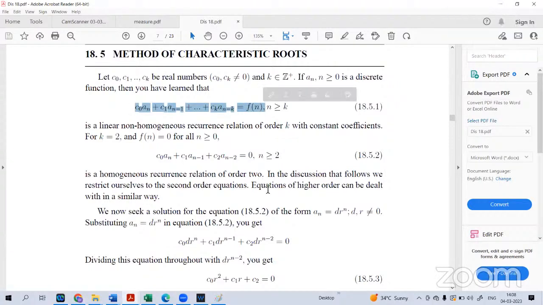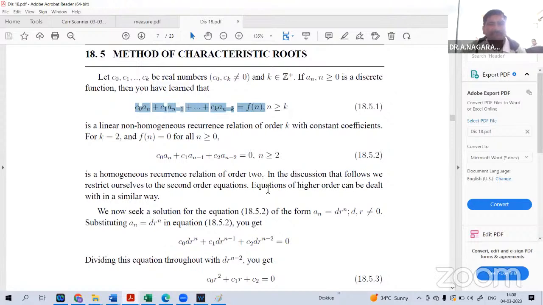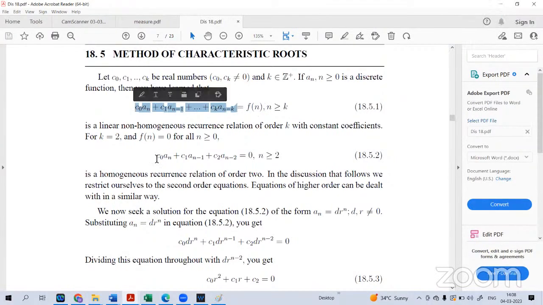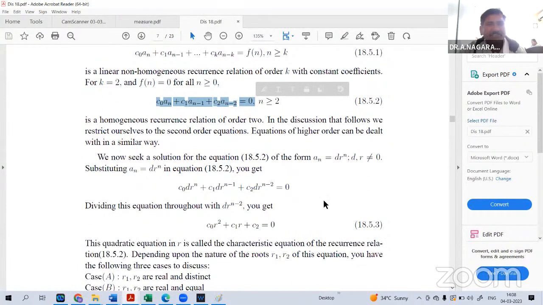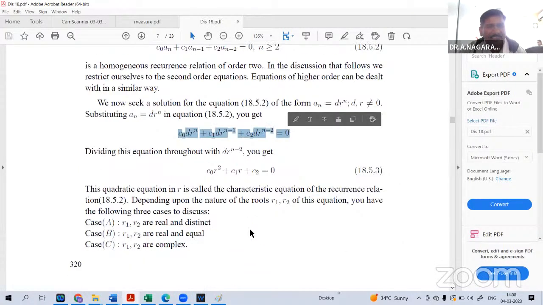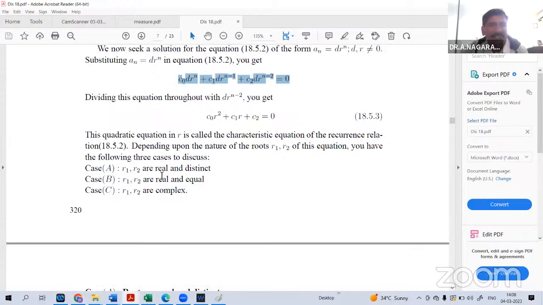Is it homogeneous or non-homogeneous? Non-homogeneous. Solving a non-homogeneous one, first you take the left side term equal to 0. You should identify the homogeneous solution first of all. Then I can get this equation, and solving it, we can get 3 cases of roots. As an example, I am taking 2 roots: real and distinct, real and equal, and real and complex.